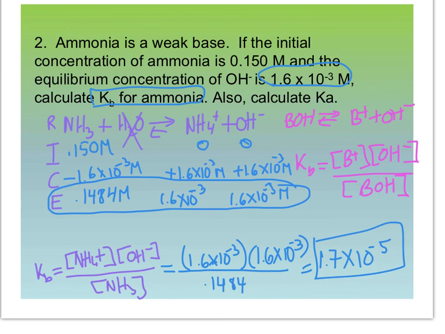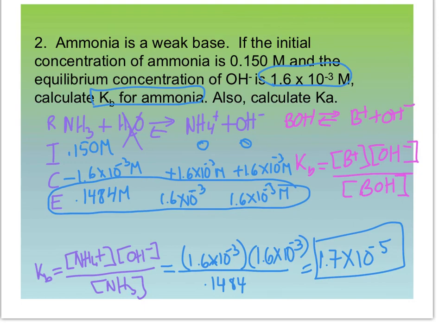Now it also asks you to calculate Ka. Well, Ka for what? Well, if they give you a base and they ask for Ka, that means they want Ka for its conjugate acid. And so ammonia is a base. What is its conjugate acid? It is ammonium. So ammonium ion, what is the Ka for ammonium ion? If you were doing the generic one, then you'd find Kb for the BOH, that's the base. You'd find Ka for its conjugate acid. So how do I do that?